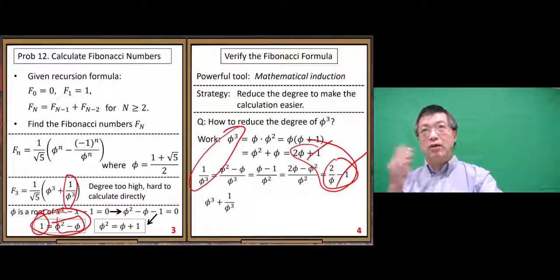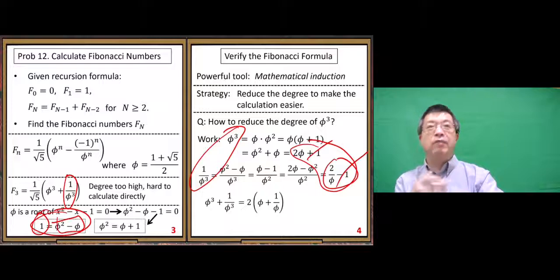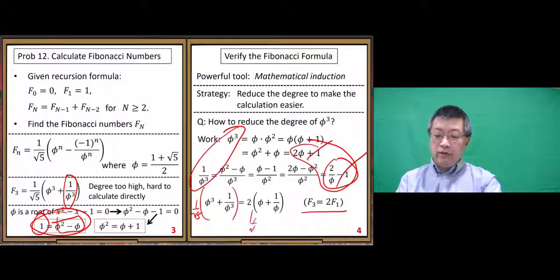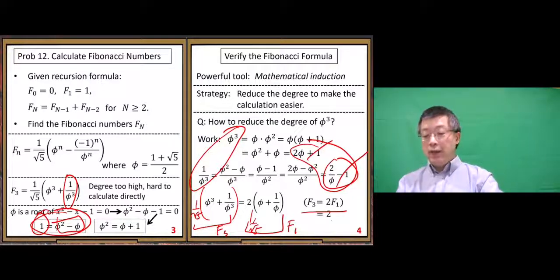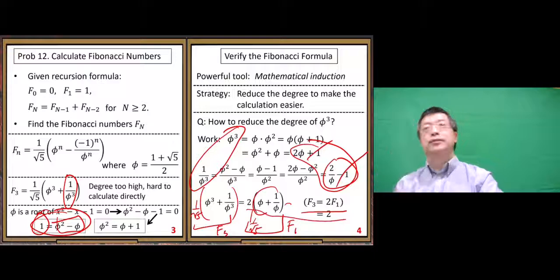Phi cube plus 1 over phi cube, after we factor the 2 out, is 2 times (phi plus 1 over phi). Then if we go back to the Fibonacci number expression, we have f3 equals 2 f1, because we multiply by 1 over root 5 on both sides: this one is f3, this one is f1. We already verified f1 equals 1, so 2 times f1 is 2. So we complete the verification in this way.